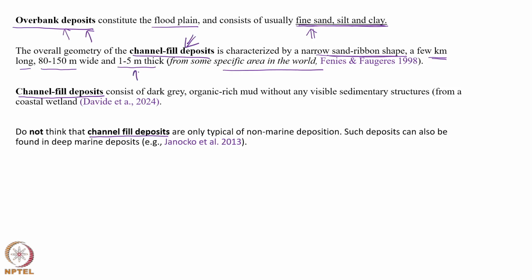These numbers are from one particular terrain in the world, so the numbers can vary from place to place. What constitutes the channel fill deposits? They consist of dark grey organic rich mud and without any visible sedimentary structure. Again, this part, without any visible sedimentary structure, and this information is coming from a coastal wetland area.